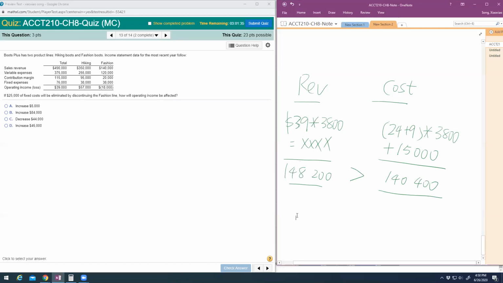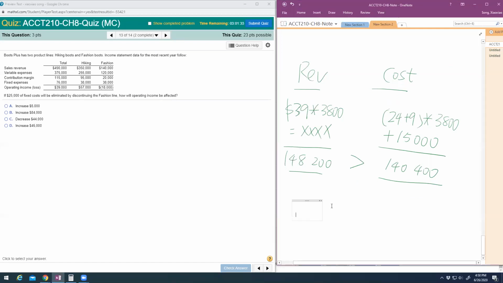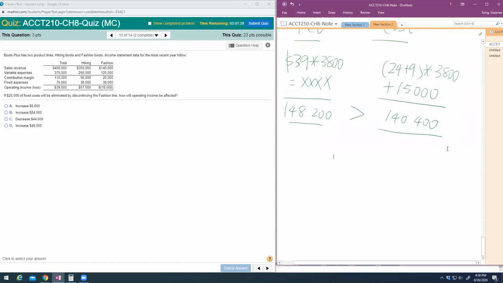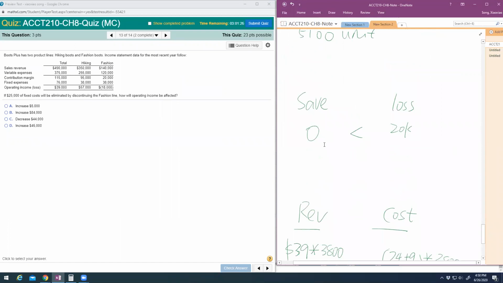Okay, let's see this one. We talked about this question in the previous one, right? We still think about hiking or fashion. Now, if we discontinue fashion, we already said in the last one we save 0 and we will lose 20,000. But in this scenario you still lose 20,000, but you can save 25,000. So you save 25,000, you lose 20,000. You tell me the answer.